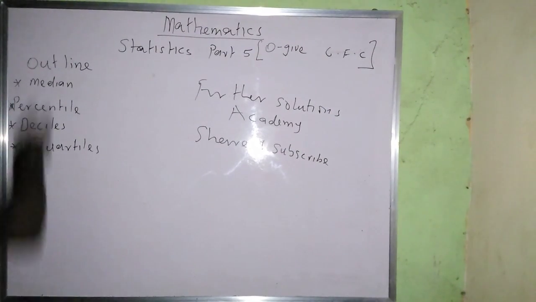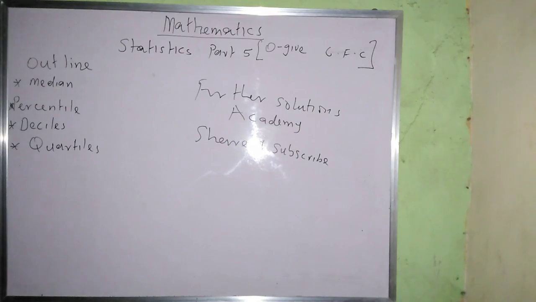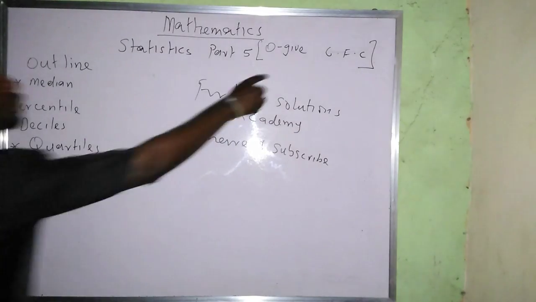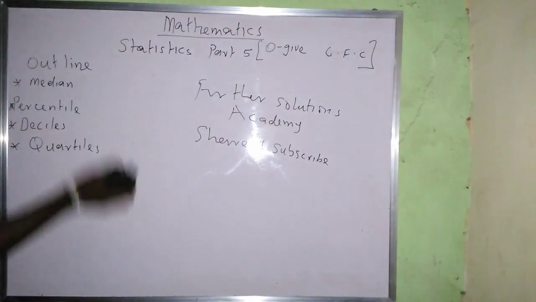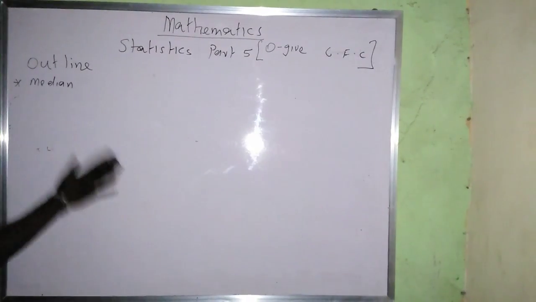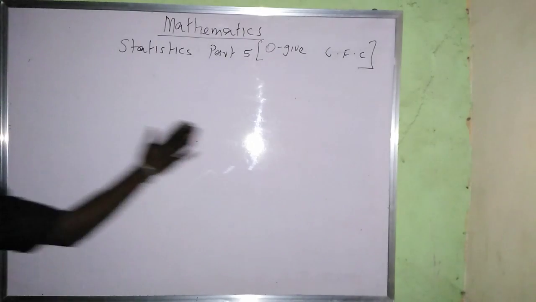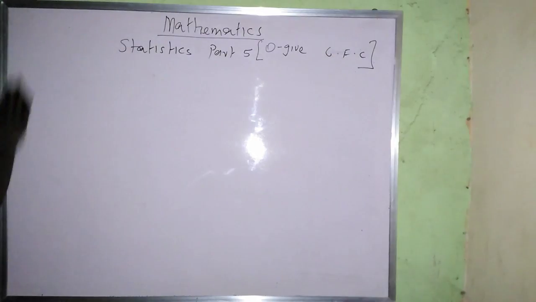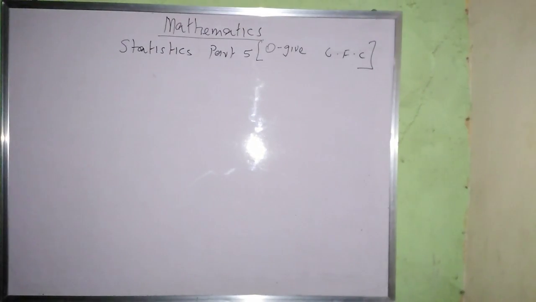In our previous video, I showed how to plot the OGIF graph. But this time around, I'll bring out some questions that will explain everything about quartile range, semi-quartile range, decile, and so on and so forth.